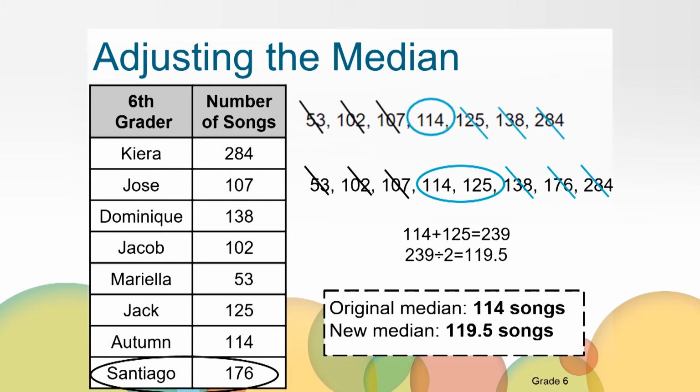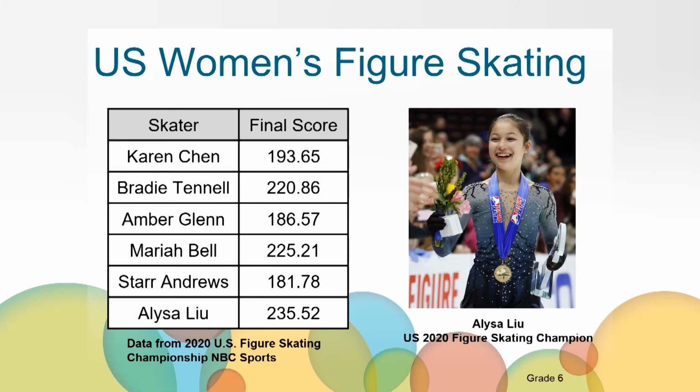Well, we added a data point that was greater than the median. Numbers get larger as we move to the right, so the data shifted to the right when we added a data point. It increased the median, or it made it larger.